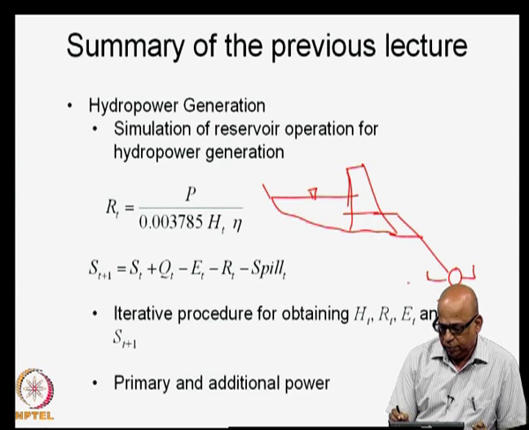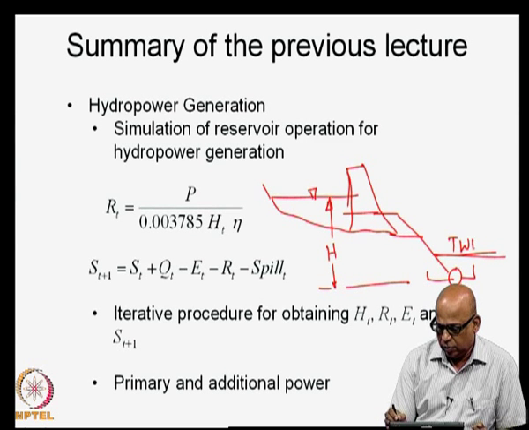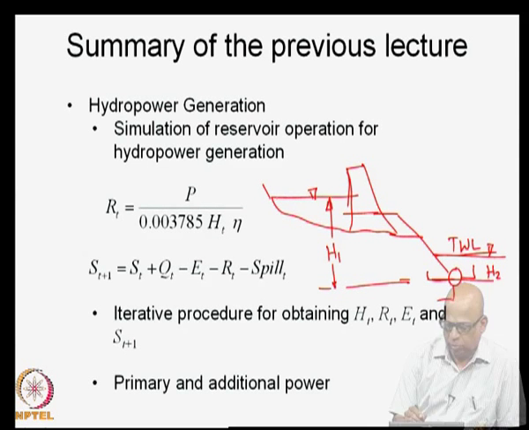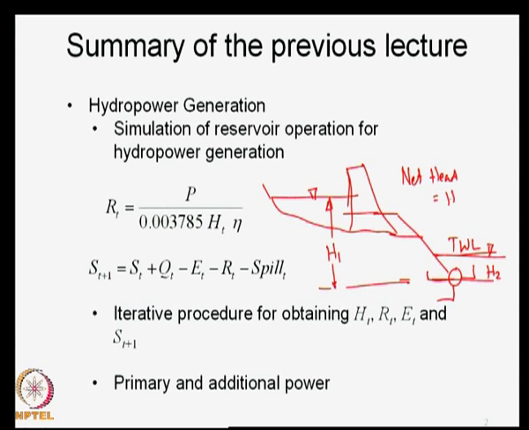So, this defines the head available for power generation. This is the water level, and if you have a tail water level, let us say this is H2 as we used in the last class. So, this is the total head corresponding to the storage, and then you have the tail water level, that is H2. So, the net head we define as H1 minus H2. This is the net head available for power generation after accounting for losses and so on.